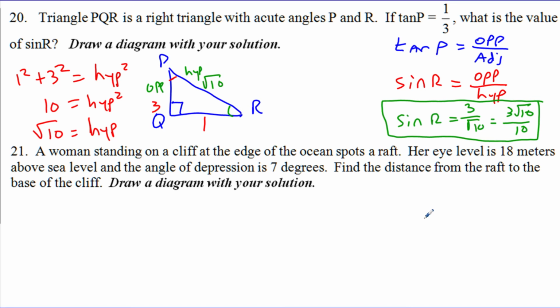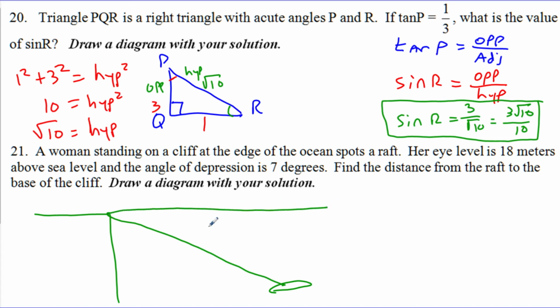It says a woman is standing on a cliff, so let me draw my cliff. And she spots a raft down in the ocean, so there's a raft down here. And so she's looking down at the raft, like that. And it says the angle of depression is 7 degrees. Remember, the angle of depression is going to be the space from when she's looking straight to when she's looking down. So this is 7 right here. And her eye level is 18 meters above sea level. So if I measure from her eyes down to sea level, which is where the raft is, I have an 18 right here. So there's a triangle.